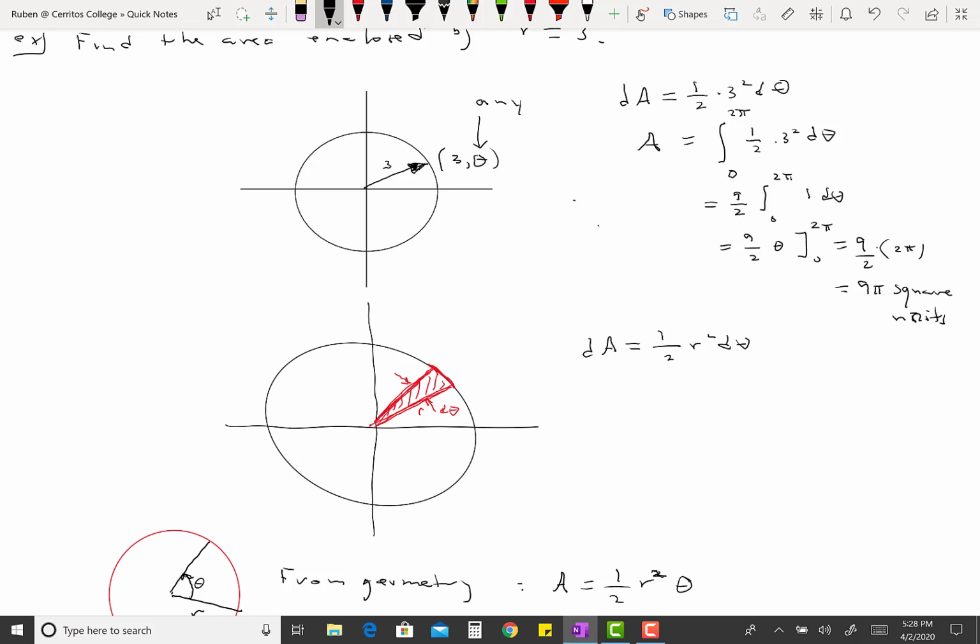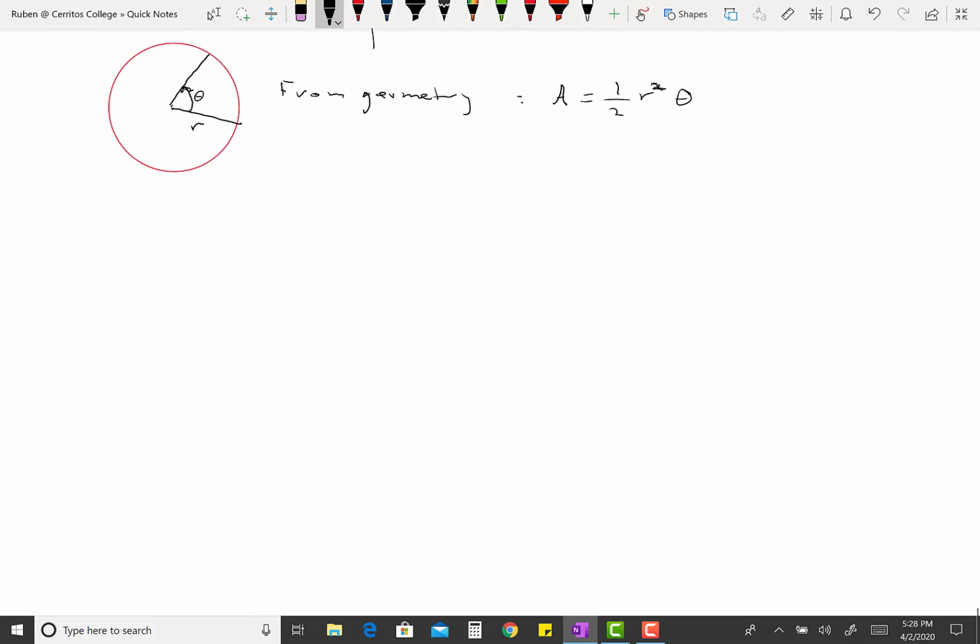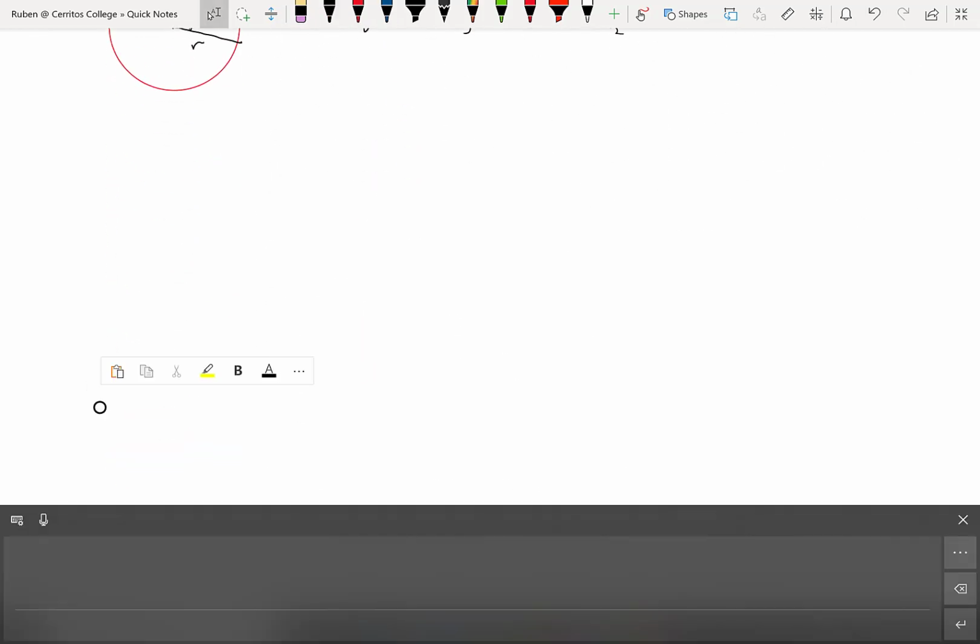Okay, let's take a look at a substantially more involved problem. Let's take a look at finding the area enclosed by something a little more involved. I want to find the area enclosed by r equals 4 times 1 plus cosine of theta.